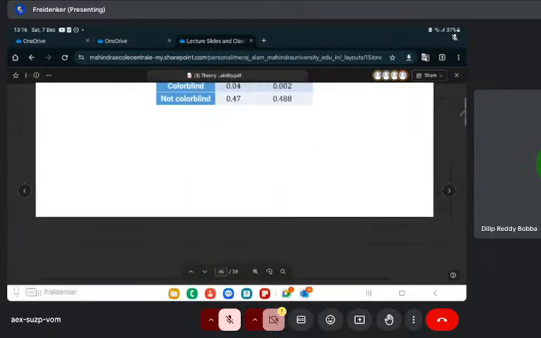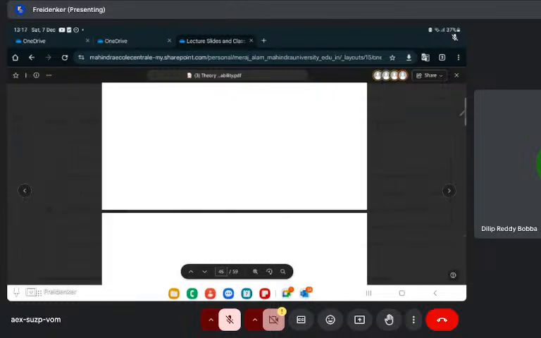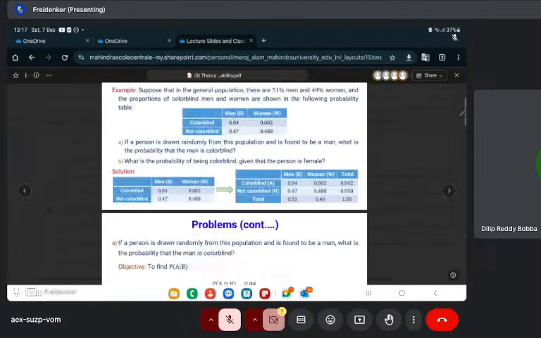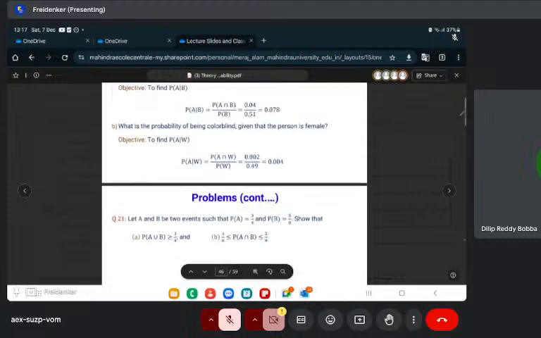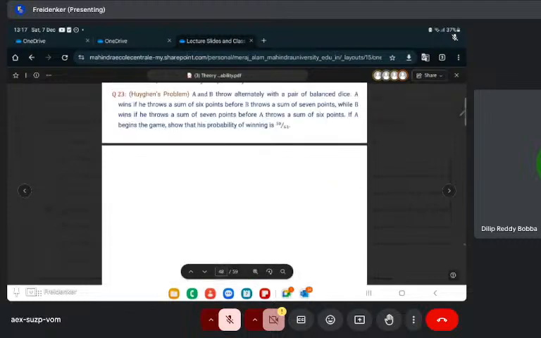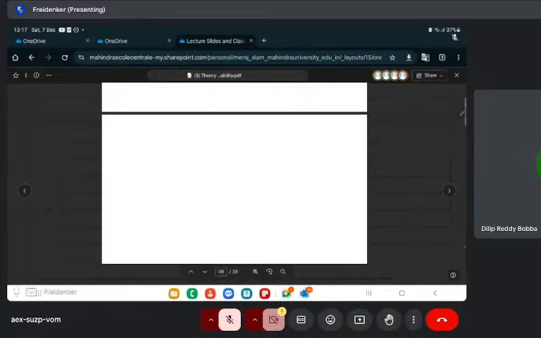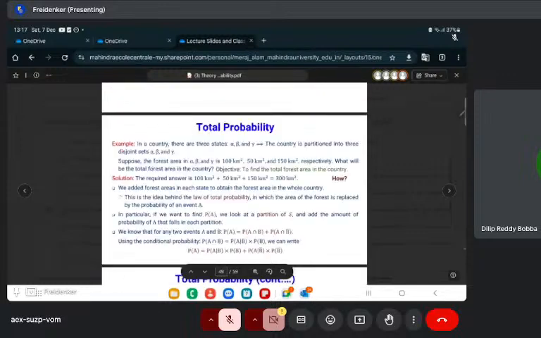Okay, more problems. What's in the syllabus though? Where is the theorem of total probability? And where is Bayes theorem? Okay, total probability. So this is the second last topic of unit 1. So it's 117. It's just two more topics.